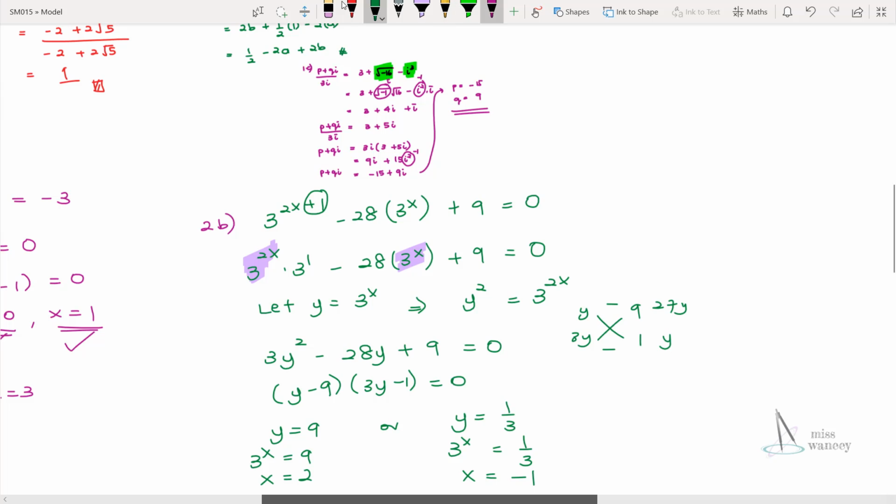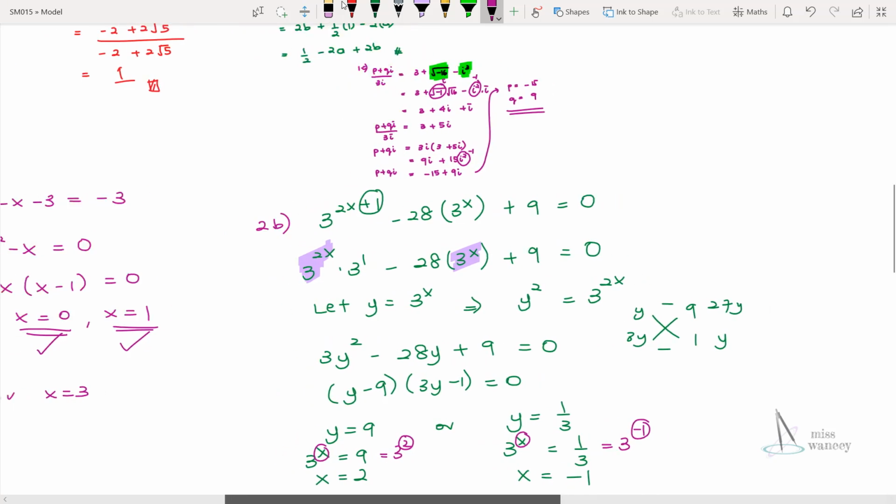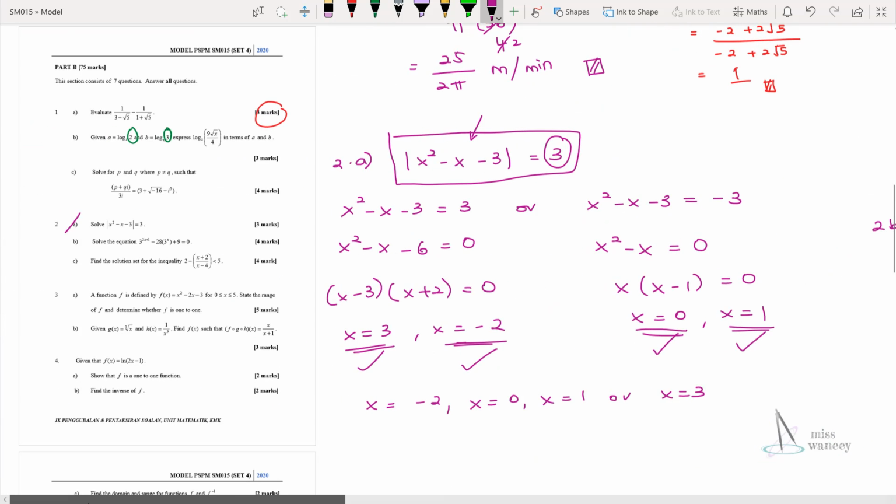Okay, so just in case you couldn't see why, 9 is actually 3 squared. So I can actually compare the index. 1 over 3, so this is 3 to the power of negative 1. And again, I can actually compare the index. So I do have two values of x. The first one is x equal to 2. The other one is x equal to negative 1. Okay, so done with this one as well. So let us proceed with number 2C.